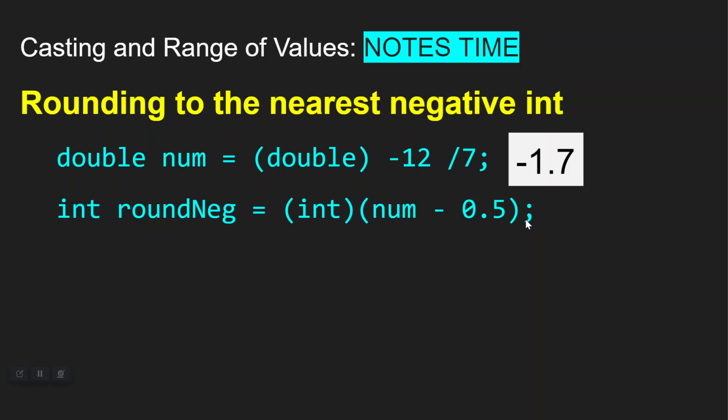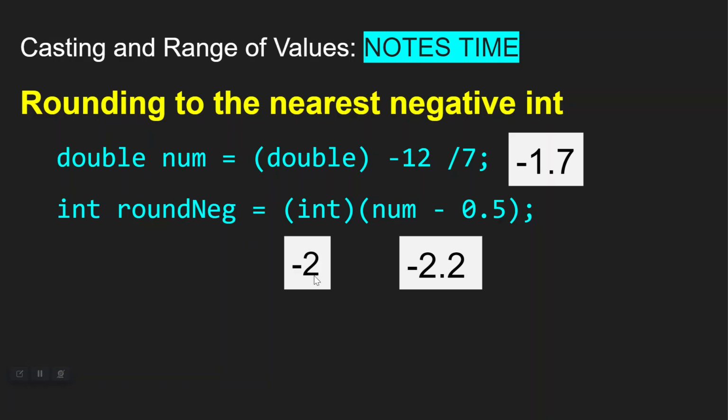So let's look at how this plays out. Negative 1.7 rounded to the nearest negative integer, we're expecting it to be negative 2. Now when we subtract 0.5, we take it to negative 2.2. And then again, when we cast this double to an int using a narrowing conversion, the 0.2 is lopped off, that gets truncated, and we are left with negative 2. So we get the proper value that we were hoping for.